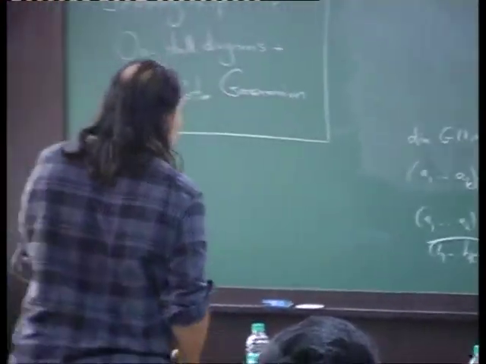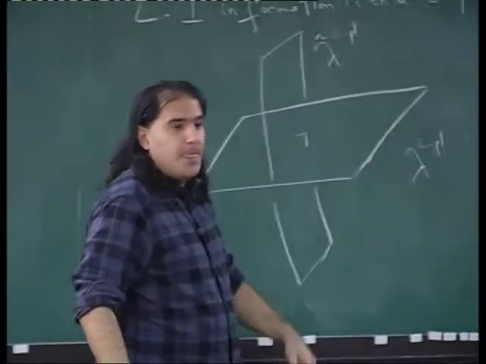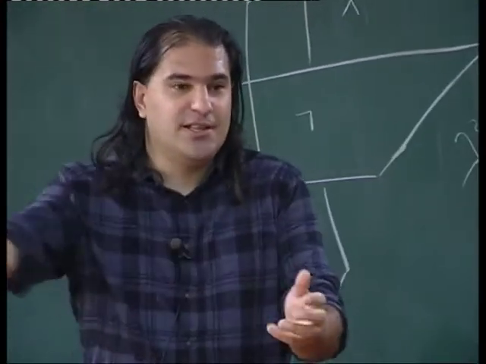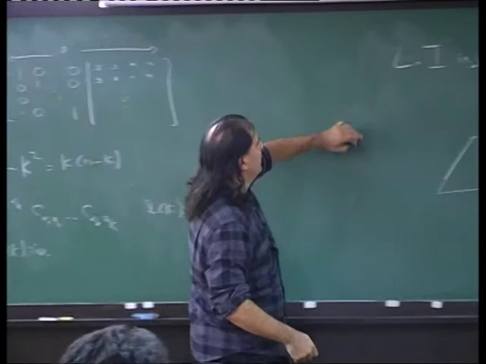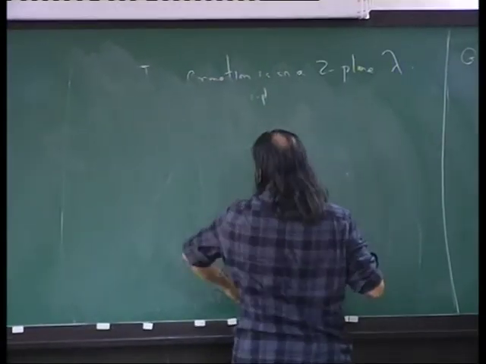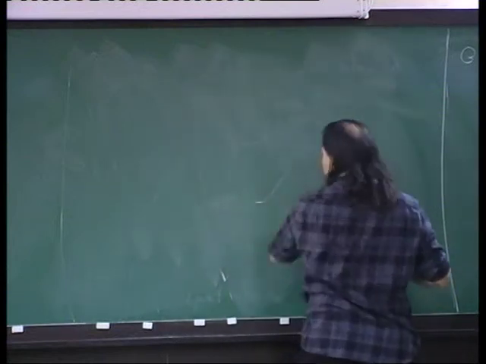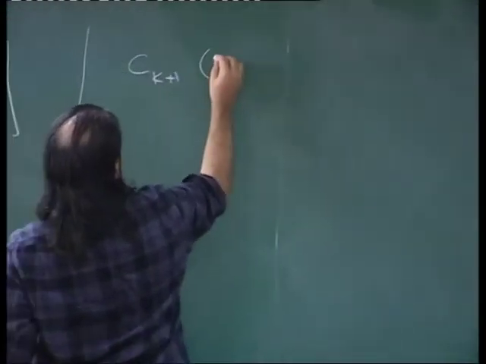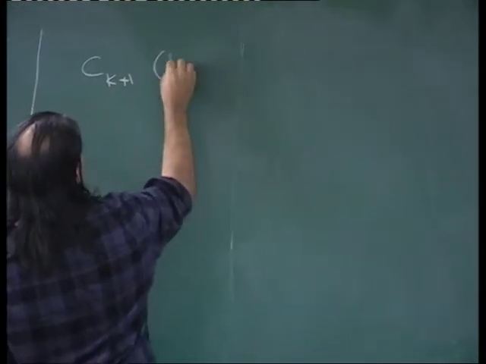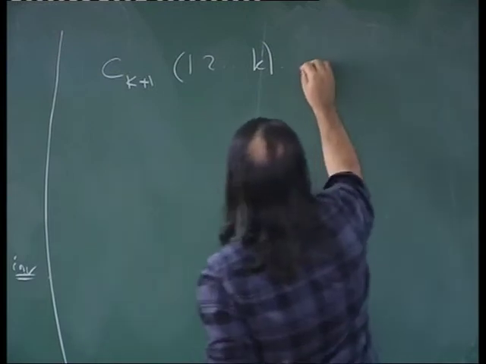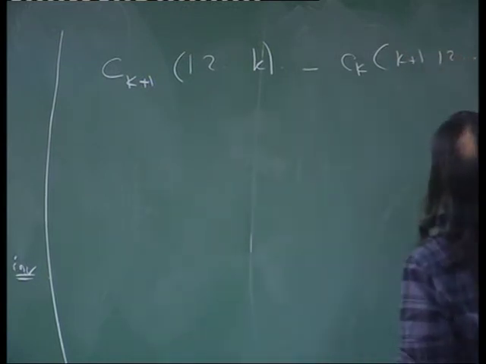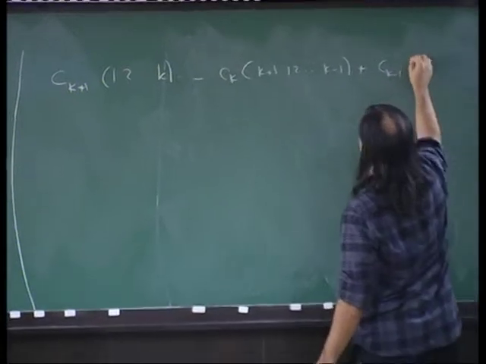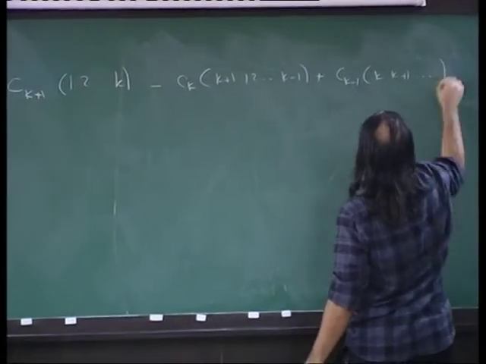Okay? And the relations between the minors follow from just a trivial fact that if you take any k-dimensional vector, you can expand it as a linear combination of other k-dimensional vectors. I guess it's called Cramer's rule in high school. Right? So that means if I give you a collection of k plus 1 vectors, there is a linear relationship between them, which you can write very conveniently as C_{k+1} times (1, 2, up to k), minus, and you just cycle this over, C_k times (k+1, 1, 2, up to k minus 1), plus C_{k-1}, it's an alternating sum, (k, k+1), that's equal to 0.